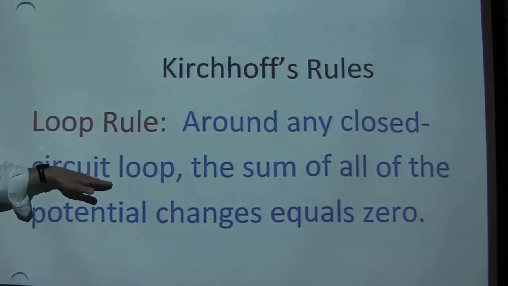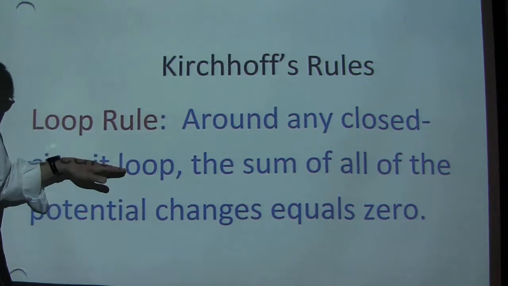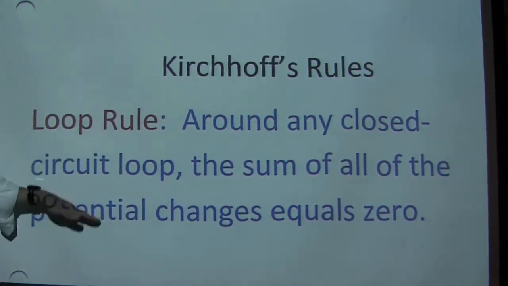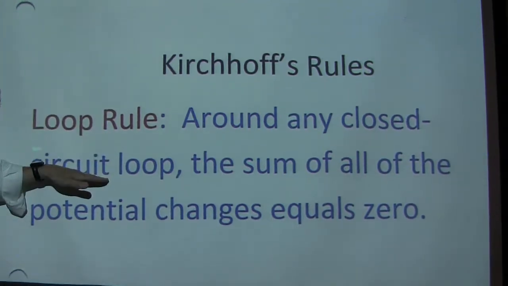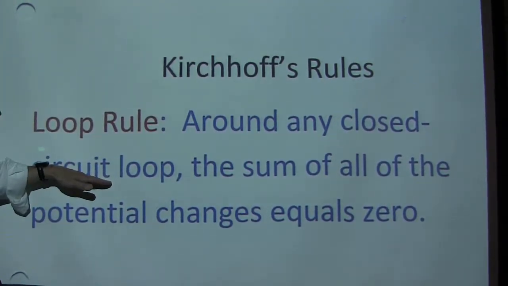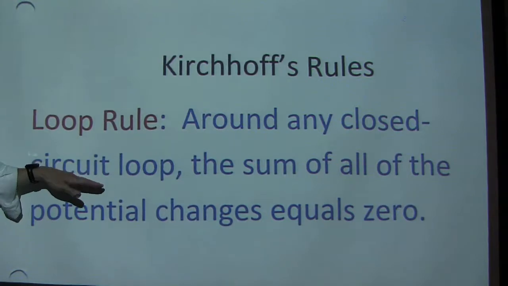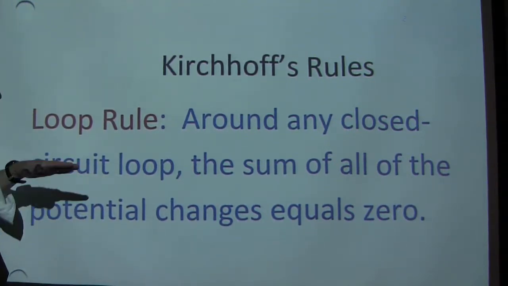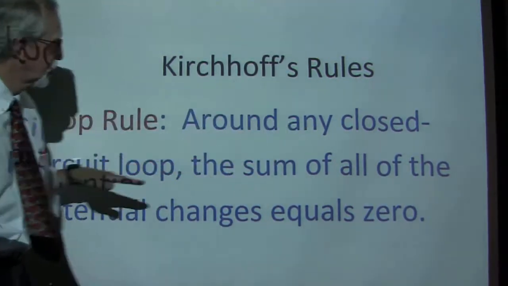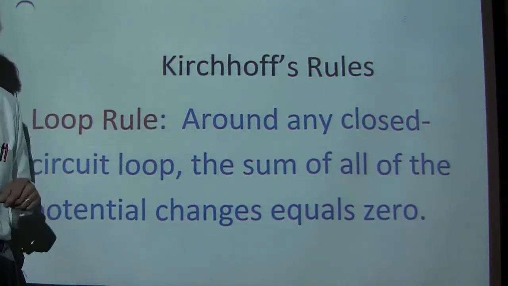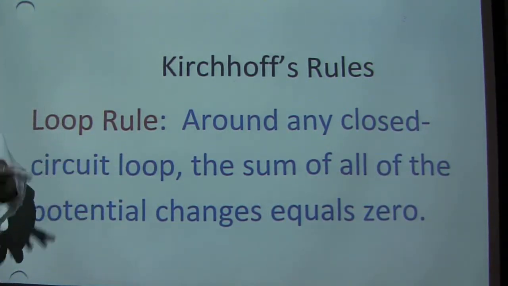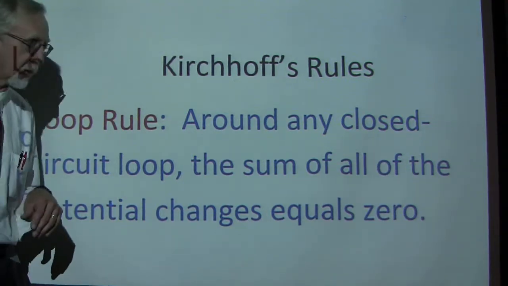So basically what this is saying, in terms of the voltages around a circuit, whatever increases in voltage we have, plus the decreases being negative, the positives plus the negatives must all equal 0 if it's a closed circuit loop, meaning if we go around a loop and come back to where we started. What goes up must come down. So let's take a look at some numbers here.